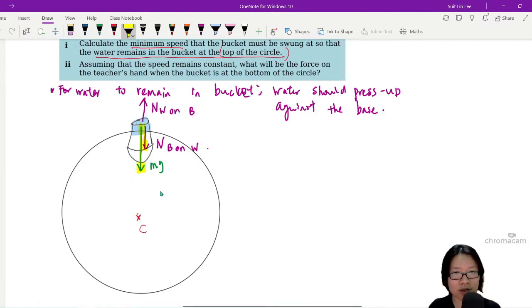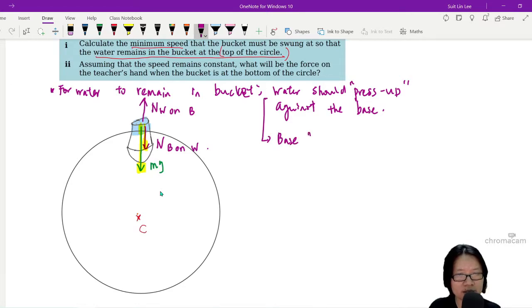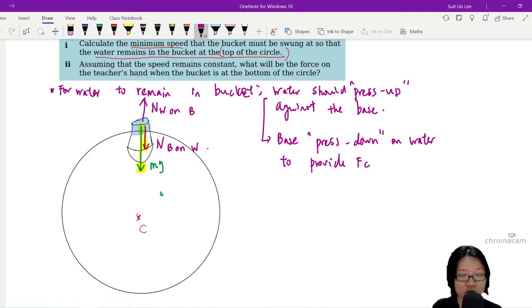Okay, so the press up, I'm just going to put this press up against the base. This one is so that the base press down on the water to provide centripetal force, or to help provide centripetal force.